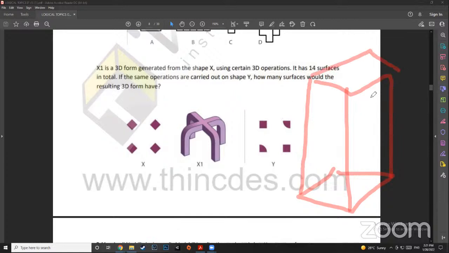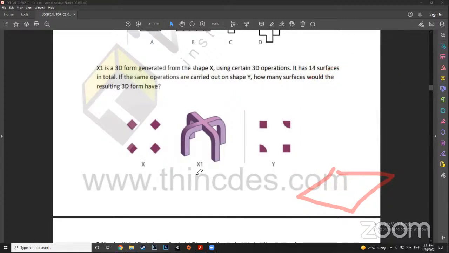So what they'll say is pull it, then join it, like how they've joined the 4 squares here, and then count the number of surfaces, right? So similarly, try doing it for this as well. Okay.